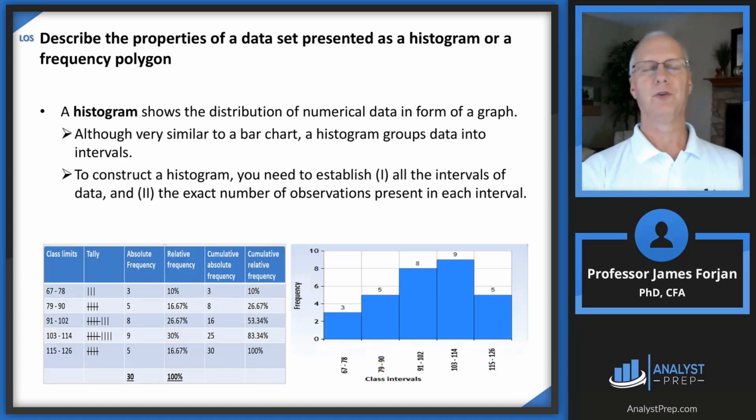What about pictures of the data set? We're going to call those histograms and a frequency polygon. And so a histogram just shows the distribution of numerical data in the form of a chart. So look down on the bottom right of the slide, and on the horizontal axis I have the class intervals, and then the frequency of those intervals on the vertical axis. And so there's the 3, the 5, the 8, the 9, and the 5. So that is a histogram.